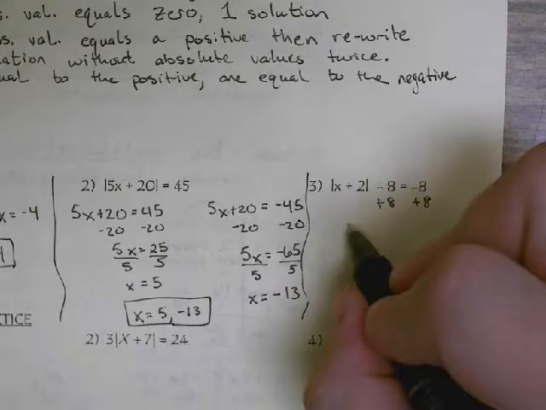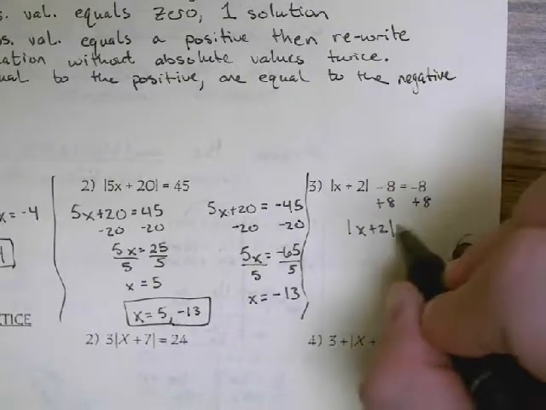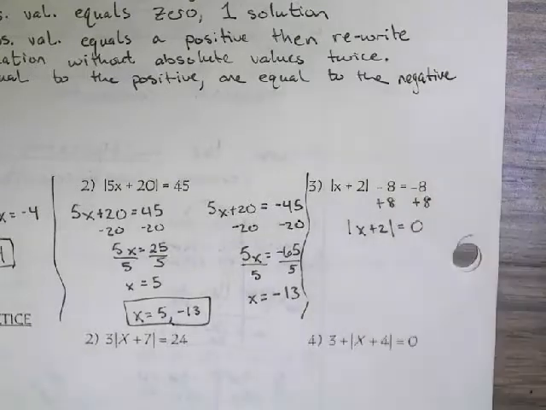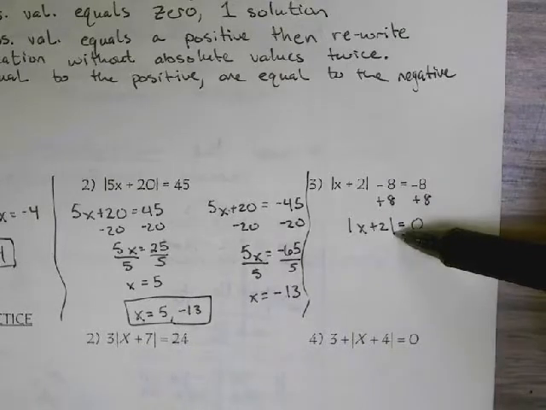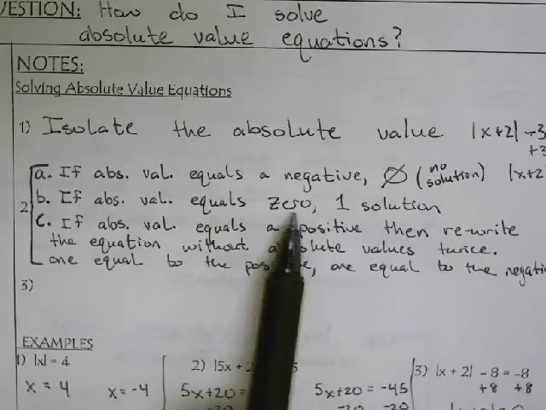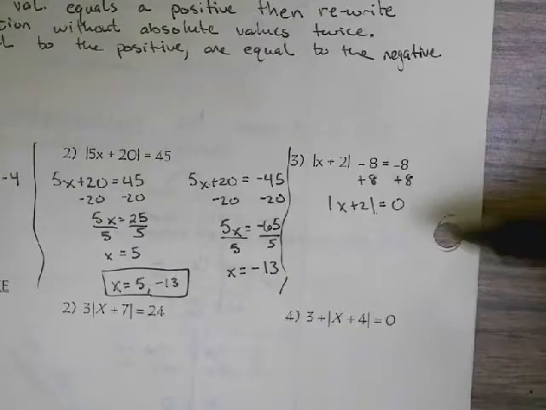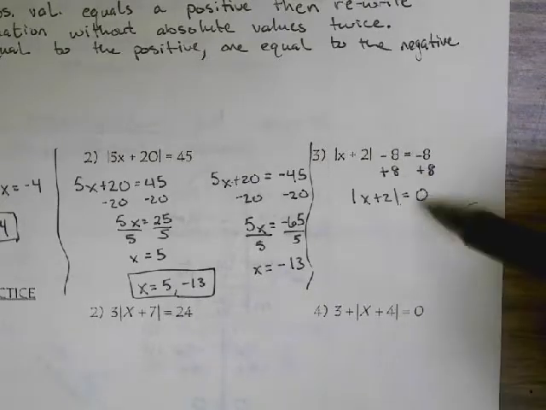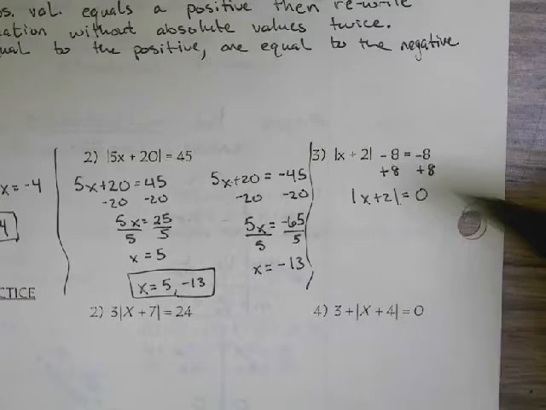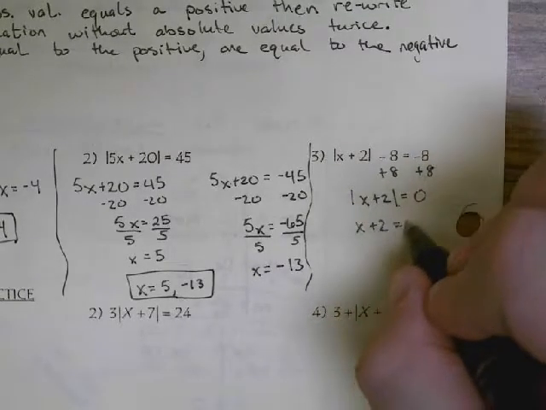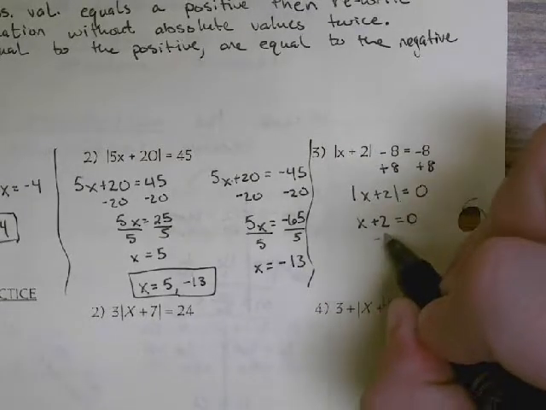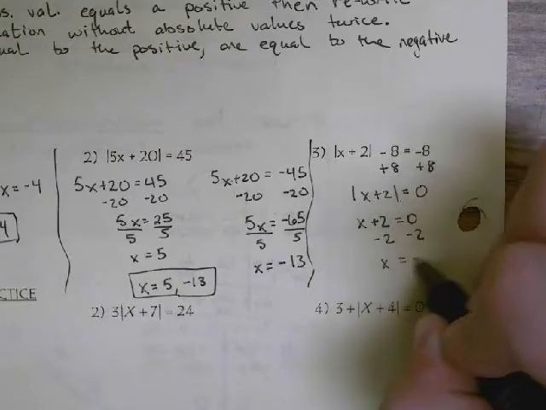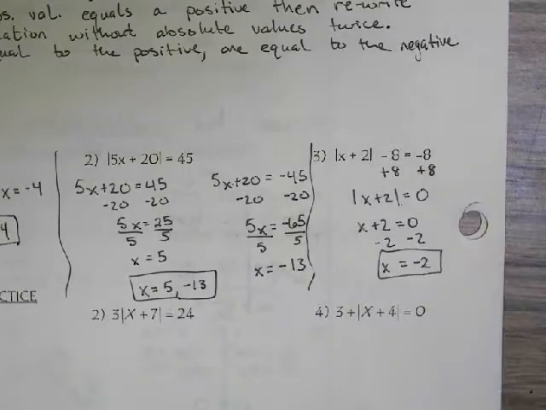Now I rewrite my absolute value. Absolute value of x plus 2 is equal to 0. Now we're ready to really begin this absolute value problem. My absolute value is isolated, and I have one of my scenarios. If the absolute value equals 0, there's going to be one solution. So what that means is I just need to set up one equation. There's no positive and negative 0, so we'll just set it equal to 0, drop our absolute value signs and set equal to 0, and this is the only equation I have to solve. So we'll subtract 2 from both sides. We get x equals negative 2, and then we're done with that problem.